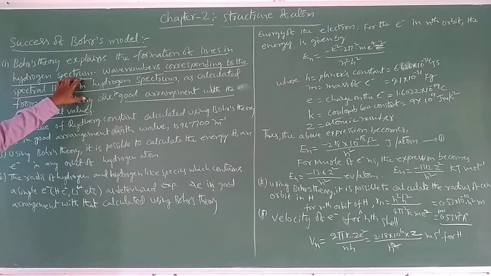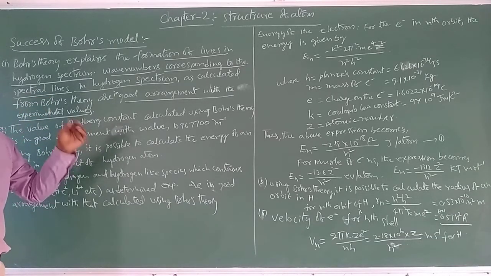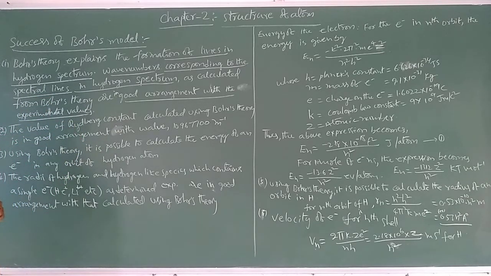It explains the formation of spectral lines for the hydrogen spectrum; the wave numbers corresponding to the spectral lines in the hydrogen spectrum, calculated with Bohr's theory, are in good agreement with experimental values. So that is suitable.